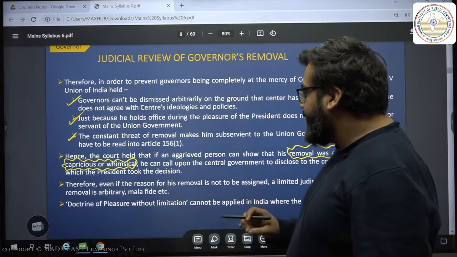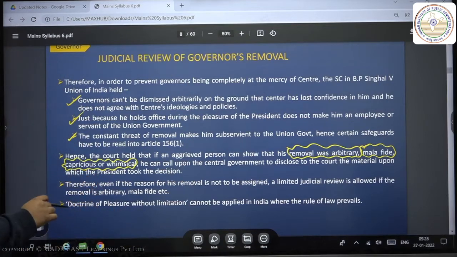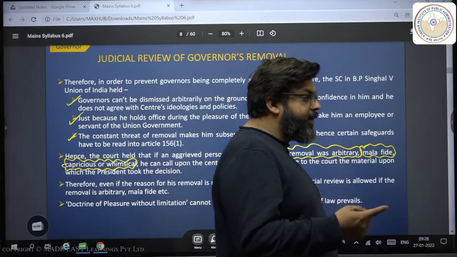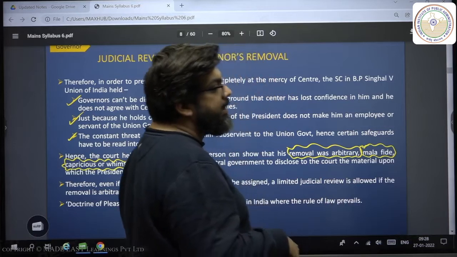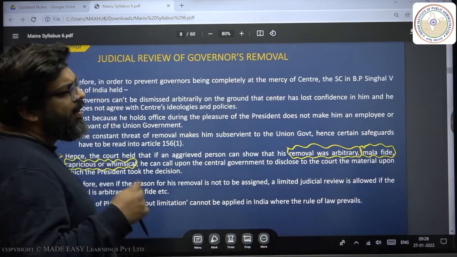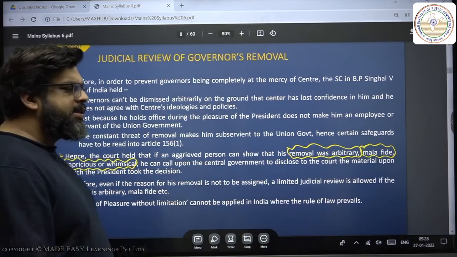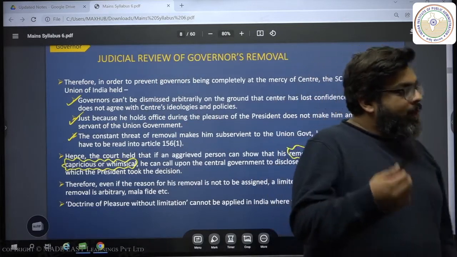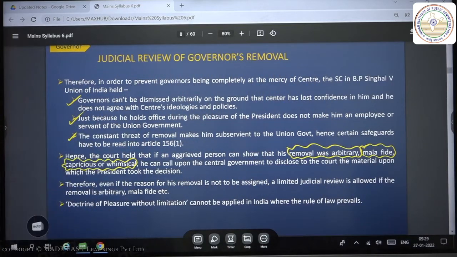And therefore, even if the removal is not to be assigned, in the sense that the courts can't overturn the removal per se that easily, the courts can definitely look into the reasons given by the center to remove the governor. Now, interestingly, you will very rarely see governors taking this up to the courts, because at the end of the day, the people that the central government will appoint will often be people close to the central government, right?